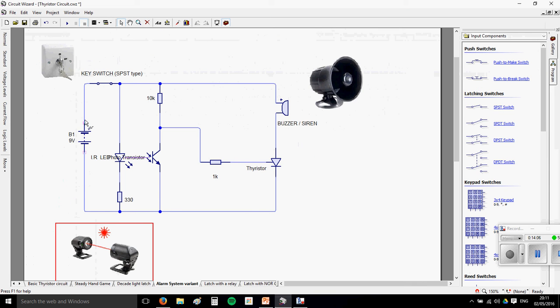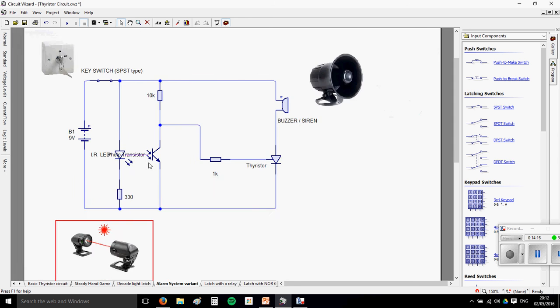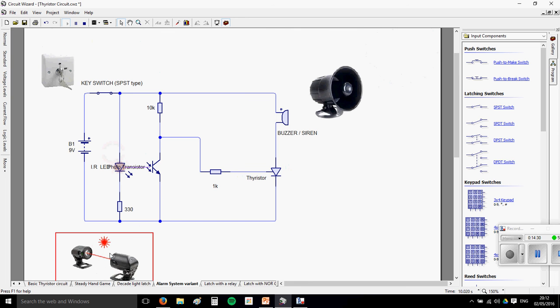So this on and off switch is a key switch. You should have known these from your revision. Pretty straightforward. You can only turn it on and off with a key, so it's secure. This is an LED, an infrared one, and a phototransistor. So this is like a normal transistor but sensitive to light, so it's triggered by light. This is shining on here, a bit like a laser tripwire. That's why I've got that picture there.